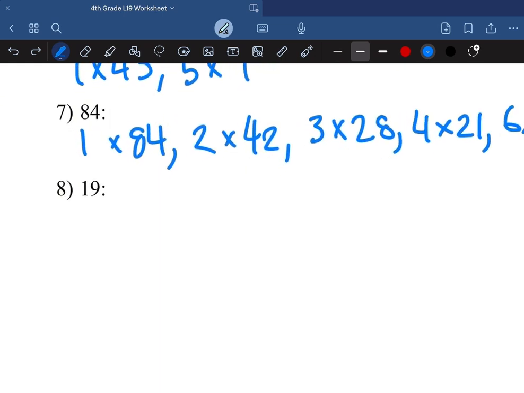Number 8, we have 19. So 19 is a prime number, so the only factor pair for 19 would be 1 times 19.